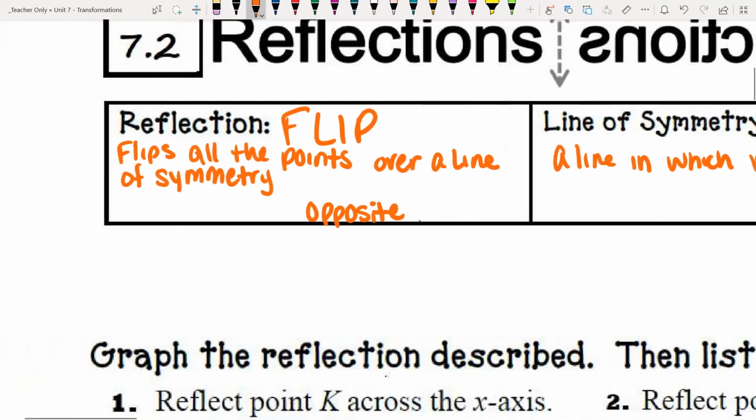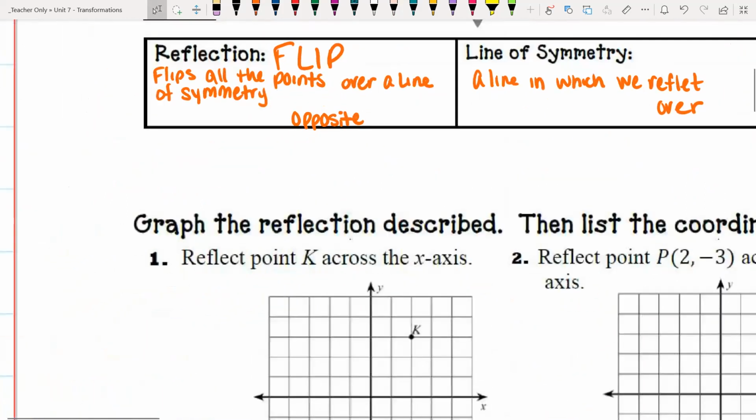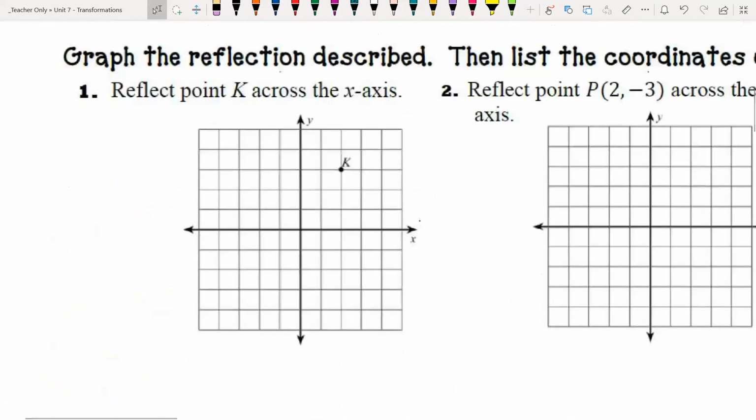So we want to graph the reflection described and then list the coordinates. It says that we reflect K across the x-axis. So I always draw where my line of symmetry is. It's the x-axis, which is this axis, right? So this is my line of symmetry. So we're reflecting. Think about it like folding it in half, right? If I had a piece of paper with the point K on it and I folded it in half and I drew a K again, where would that be on the other side? So we're flipping it downwards.